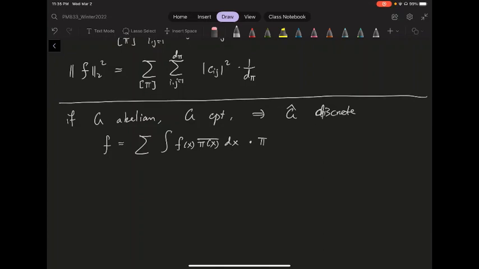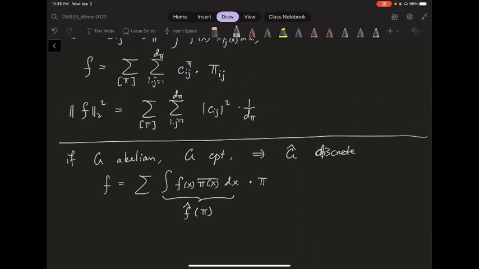Okay, so here I write the summation because G hat has the discrete topology. So this is just equal to the Fourier transform, the f hat of pi. This is essentially just the Fourier inversion formula, but now we replace each of these f hat by these Cij. You integrate against these matrix units instead. So that looks nice.